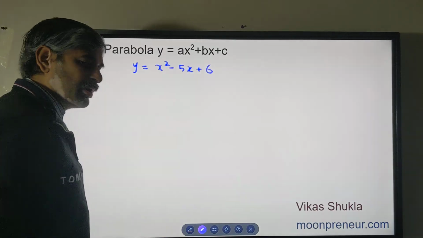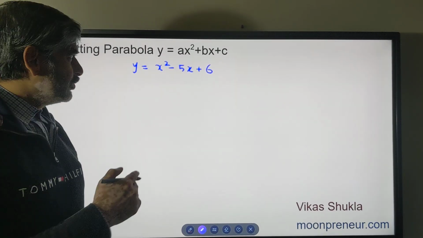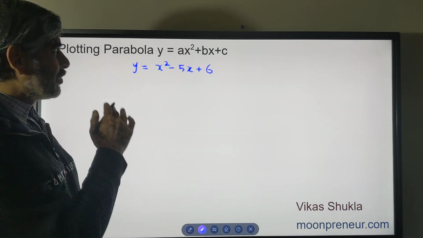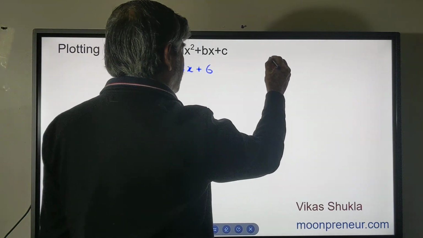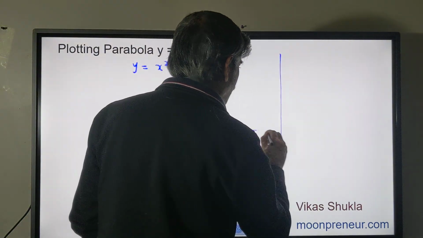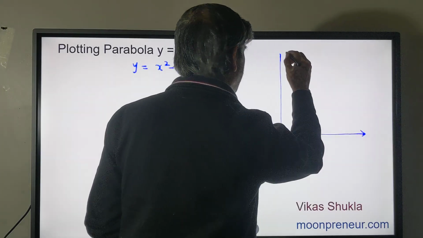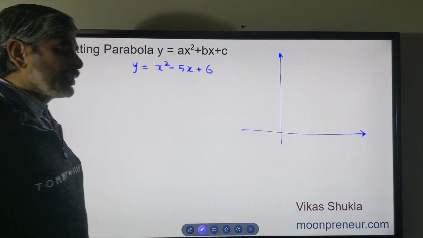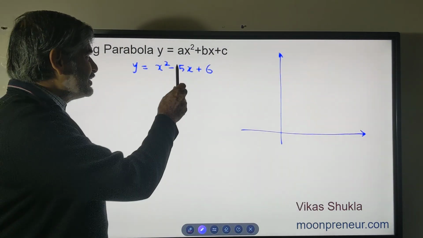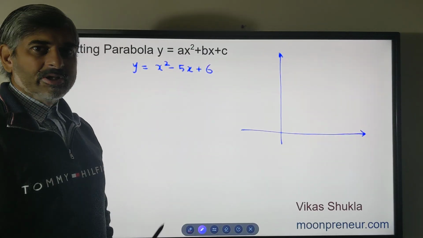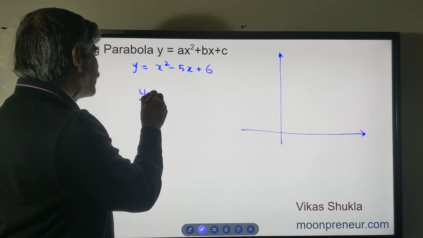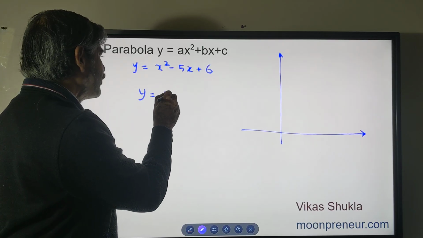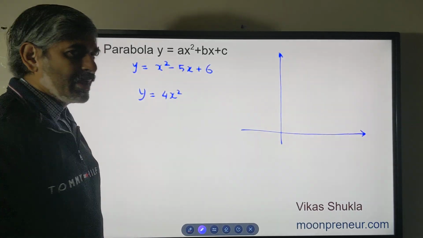This is an example, but the methods that we will see will apply to any kind of parabola. So let's get started and draw an xy curve here, and then try to see what is the effect of A on the parabola. To do this, we will take a very simple example. Y is equal to, let's say, 4x square.